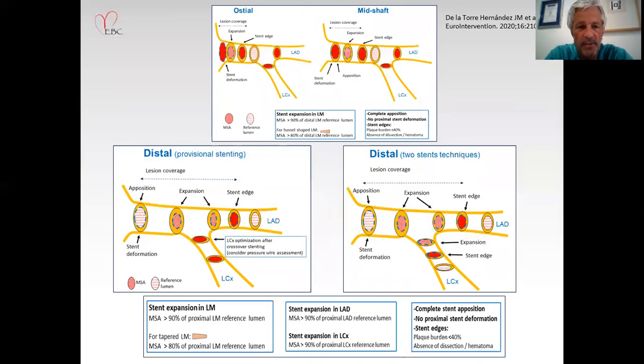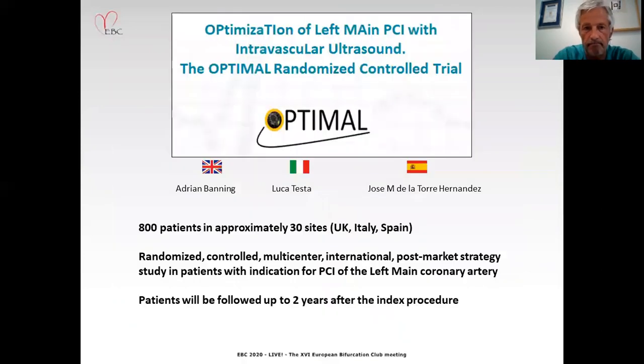This presentation is out of the scope of the details of these criteria, but this is clearly presented in the manuscript. The OPTIMAL trial will give a definite answer in this regard, with 800 patients to be randomized to IVUS guidance or angio guidance during LM PCI.